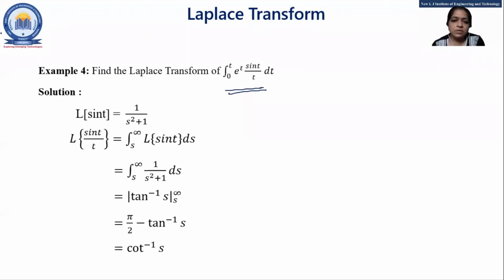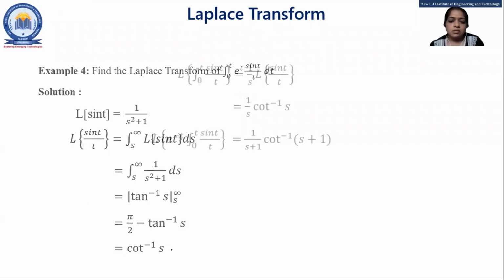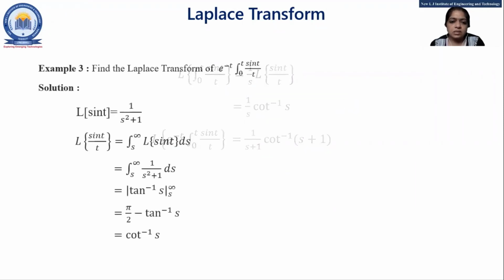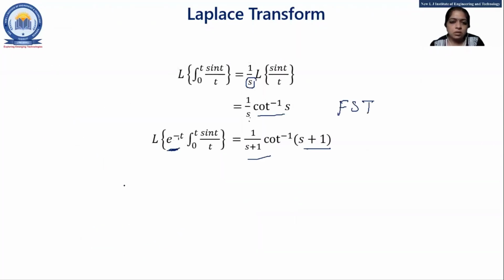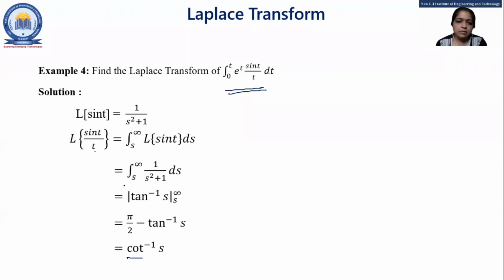First, we'll find the Laplace of sin t, that is 1 upon s square plus 1. Then Laplace of sin t upon t, that is cot inverse s, right? We already learned the same thing in this quiz. So here also Laplace of sin t upon t is cot inverse s, right?